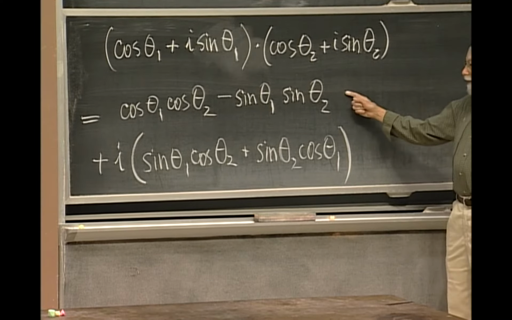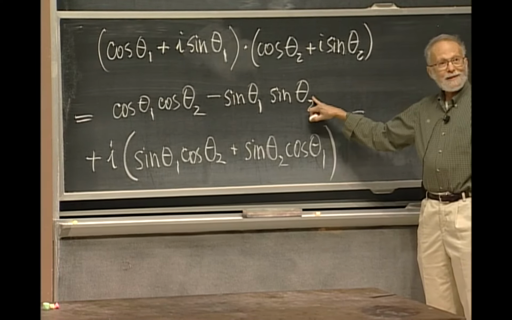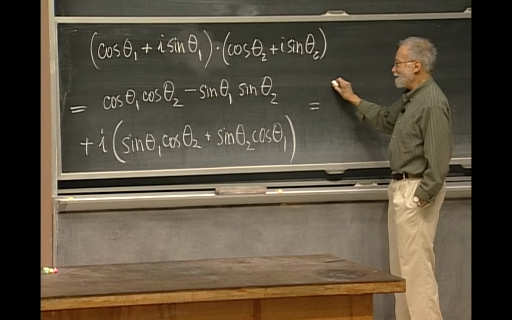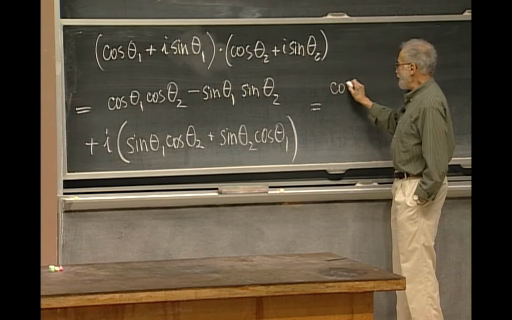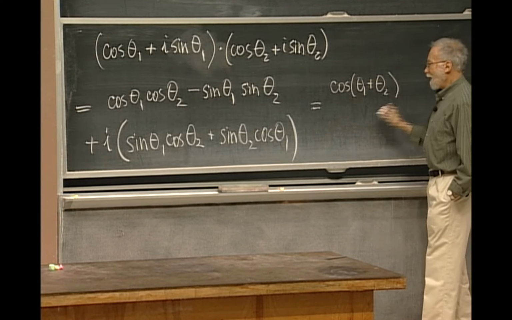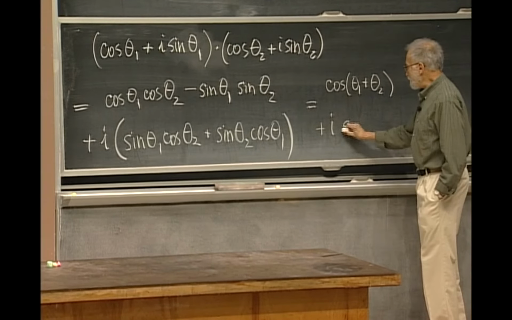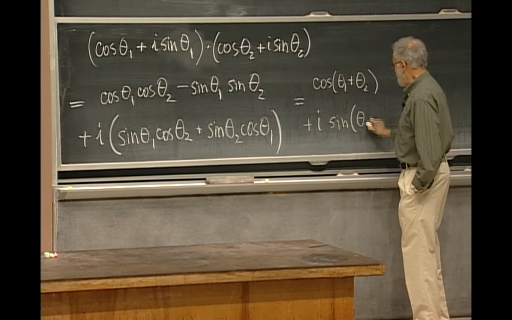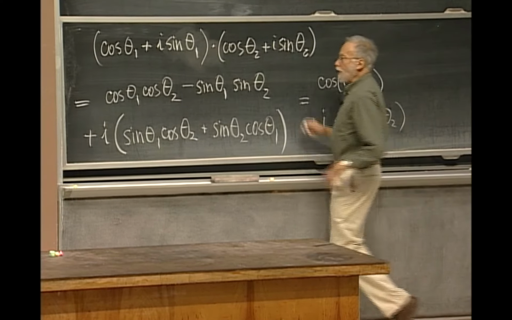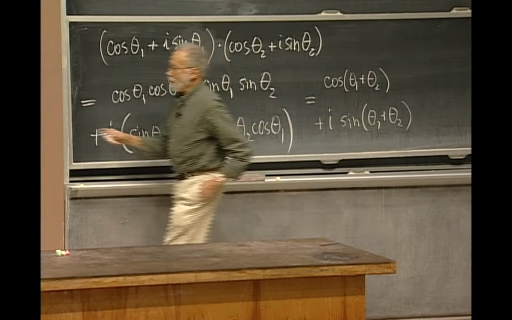What is this? The top thing is nothing but a disguised form of cosine of theta 1 plus theta 2. And the bottom is sine of theta 1 plus theta 2. So the product of these two things is this, and that's exactly the formula.